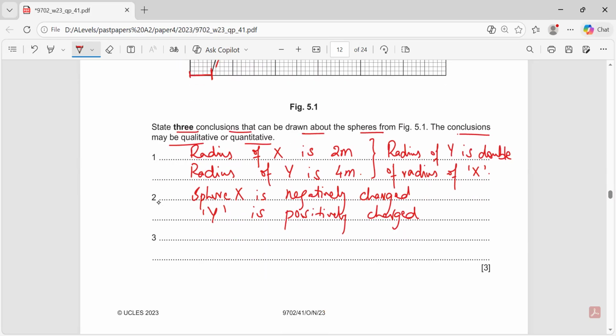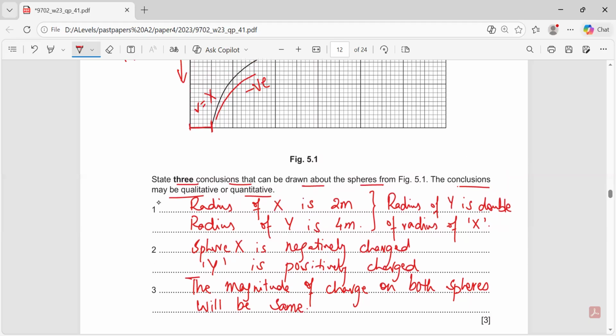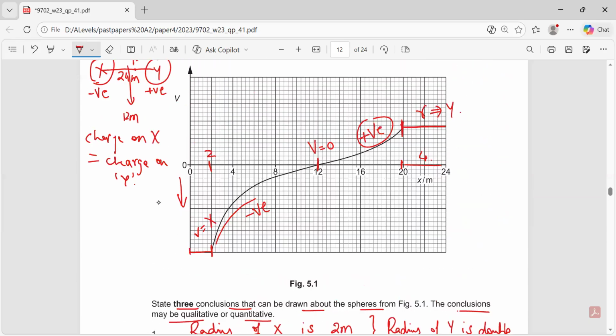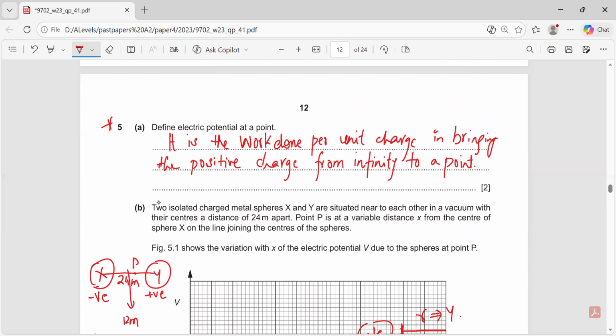इसके अलावा हम और क्या बात करेंगे, हम ये बात करेंगे the magnitude of charge on both spheres will be same. जितना amount of charge एक sphere पे उतनी amount of charge दूसरे sphere पे होगा. So the magnitude of charge on both spheres will be same. So this is what we can infer from it. This is a very important question. I am telling you again and again.